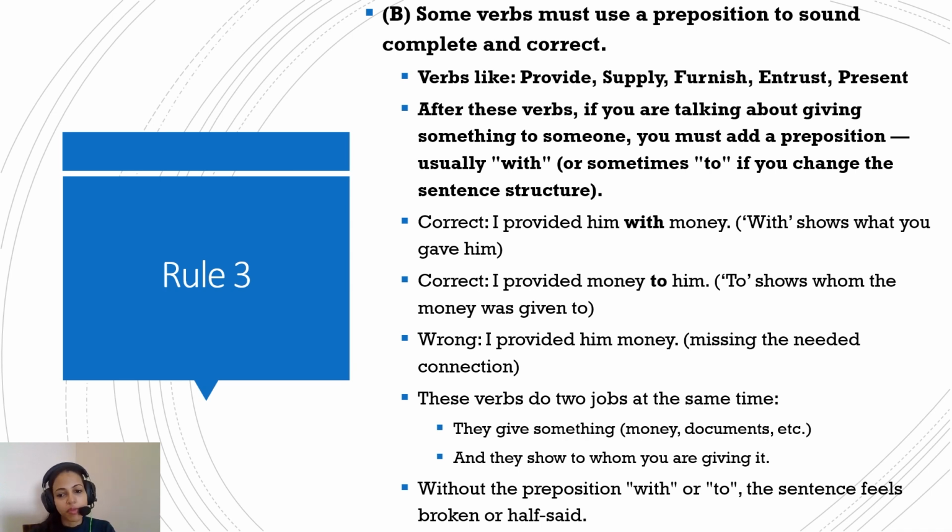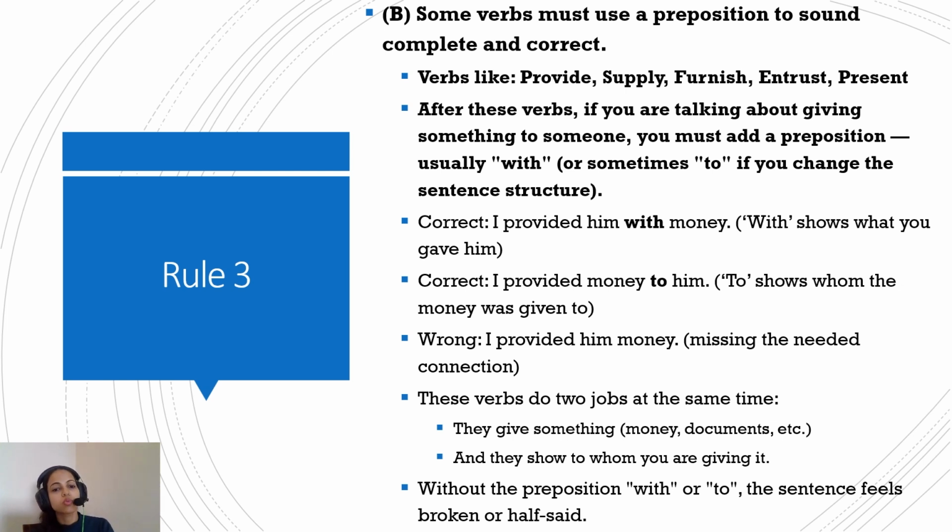Okay. So, I provided money to him. That is also correct because here to is establishing the connection of whom the money is given to. So I provided him with the money shows what you gave him. The to here is showing whom the money is given to. I provided him money. Here the connection part is missing. So this statement is wrong.